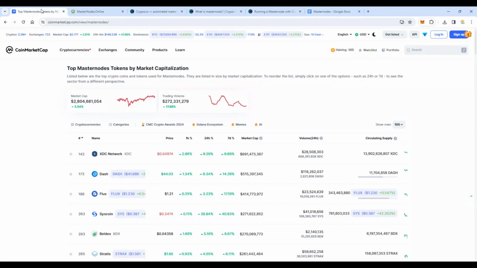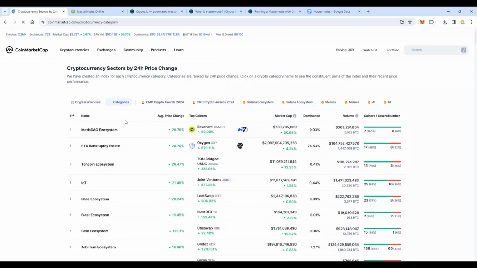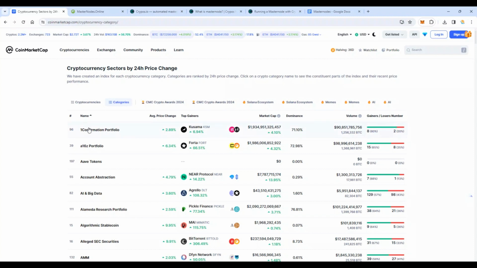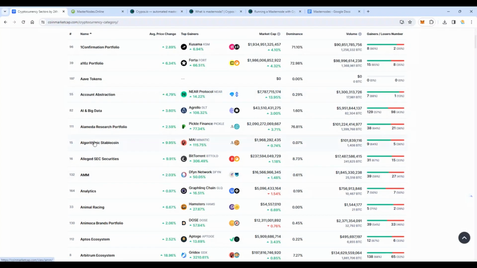Now, something I might have forgotten to mention is that on CoinMarketCap, you can look for projects in respect to their narrative. You can look for projects in respect to their narratives. When you come here under categories, you can filter the projects in respect to the narrative that you're interested in. And you can, of course, filter here by name, by market cap, or by top gainers. So if, for example, I click on the name here, you can see they've been arranged alphabetically.